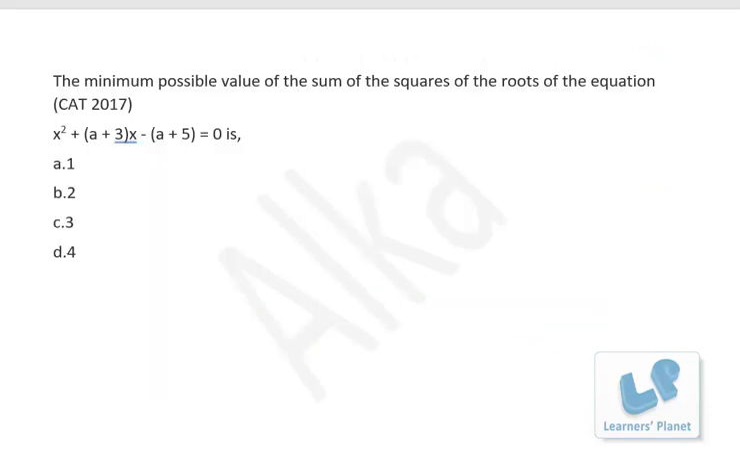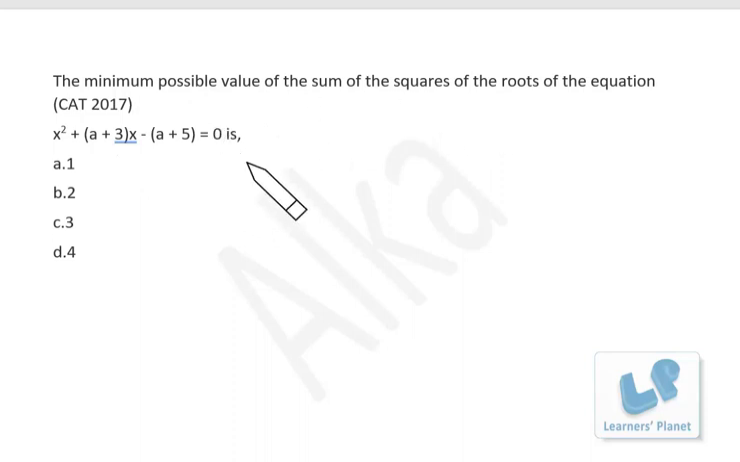Now this is a problem from the CAT 2017 paper, just so you get the concept clearly. The minimum possible value of the sum of squares of the roots of an equation. So how do we use the maxima minima theory over here? Just for that I'm doing this question. The minimum possible value of the sum of squares of the roots of this equation.